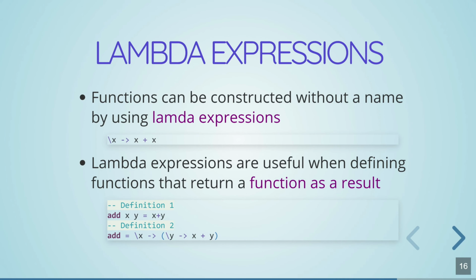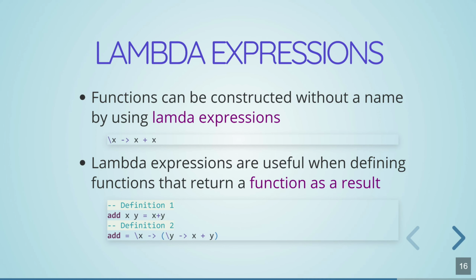Lambda expressions are going to be very, very useful in a bit, although at the moment you might not see a use for them, but just take my word for it. Lambda expressions are a way of writing anonymous functions, so these are functions without a name. Instead of writing, say, f of x equals x plus x, you just write backslash x, then use this arrow, and then you write the function definition.